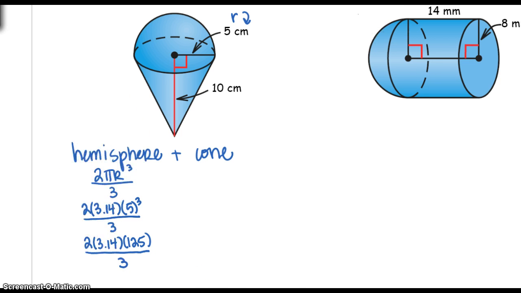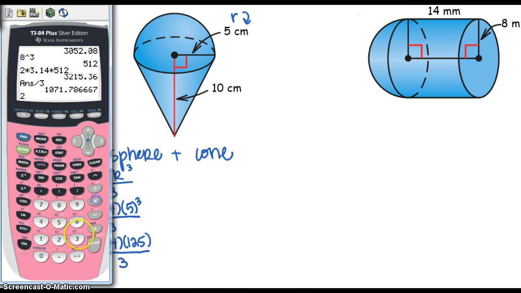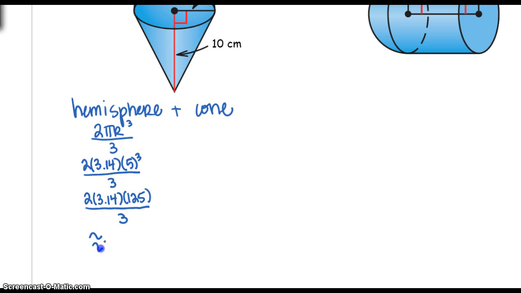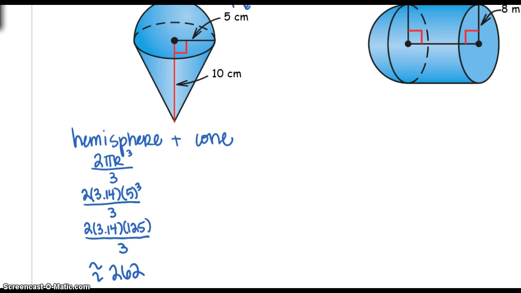So let's use the calculator here and do 2 times 3.14 times 125. Hit enter. And now I'll take that amount and divide it by 3. And I get 261.67. Now this 6 is going to bump this one up to a 2. So 262 is about what the volume is. So 262. Now let's go over to the cone.